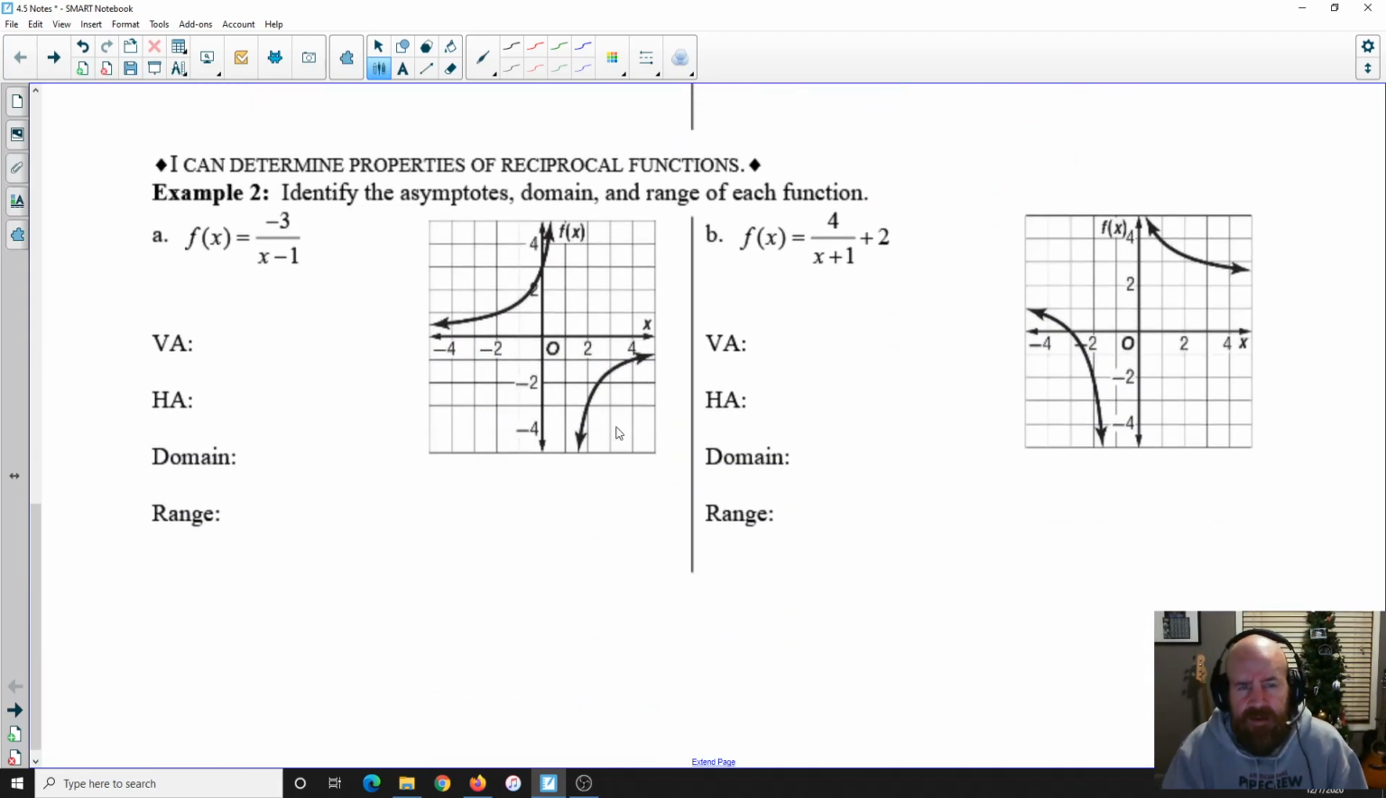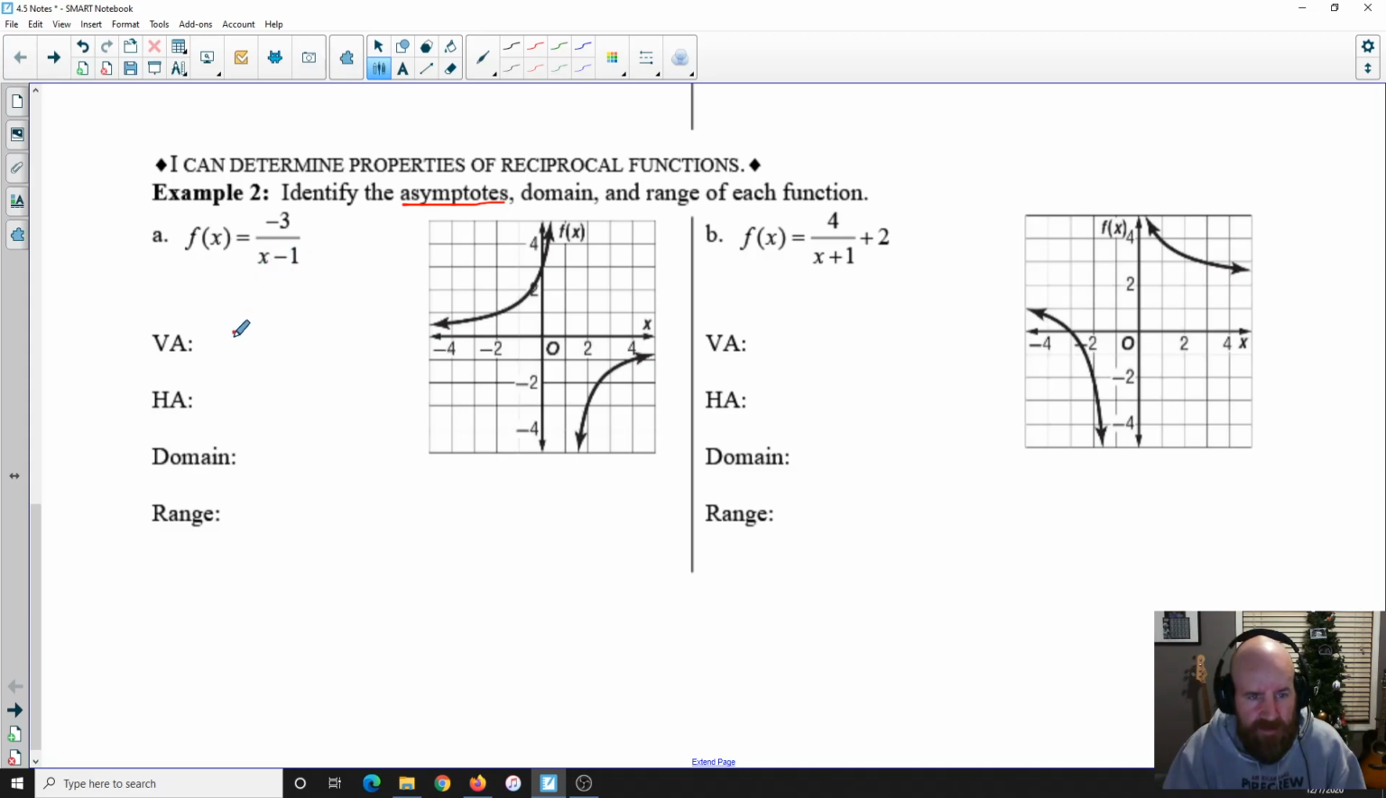So example 2, taking this a little bit further, we're identifying asymptotes, so that's that new term. That's the lines that are not touched by the curve, by the function. We're stating the domain and the range of the function. So if we look at the equation or the graph, we should be able to tell what our vertical asymptote would be. Our vertical asymptote is that x value that cannot be touched. So the x value that we cannot have.